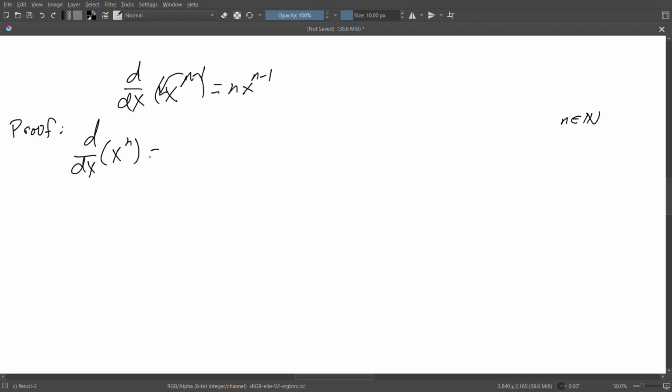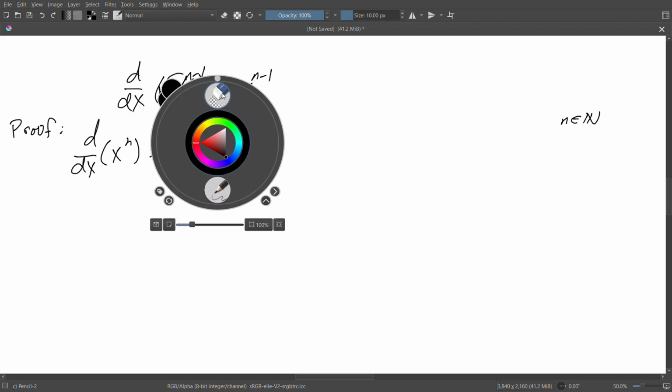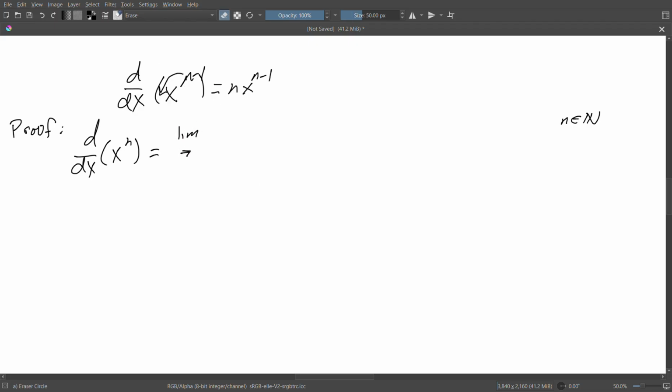So if I were to take a derivative of x to the n, I'm going to plug that into my definition. This is going to be the limit as h approaches 0 of (x plus h) to the n minus x to the n, over h. Okay, and then (x plus h) to the n, well, that's actually just a binomial. And from the binomial theorem, we know how to expand this.